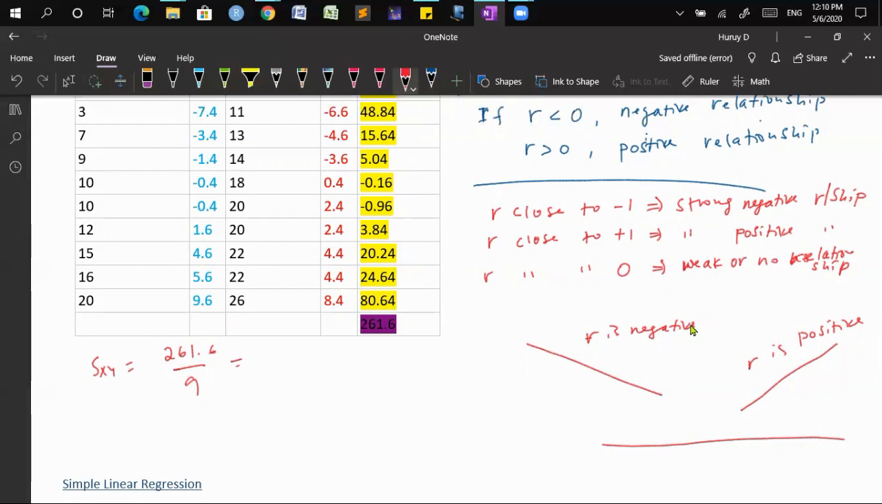So I got 29.067. And then we have SX and SY. Now let's divide, let's find R. It will be 29.067 divided by 5.34 times 5.64.